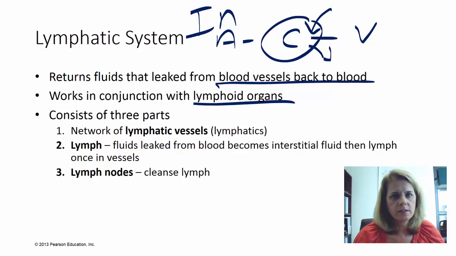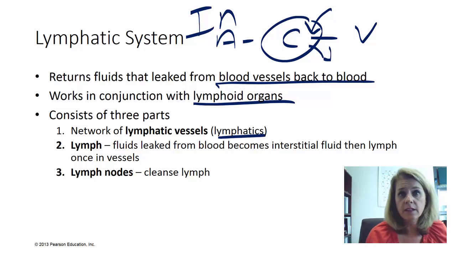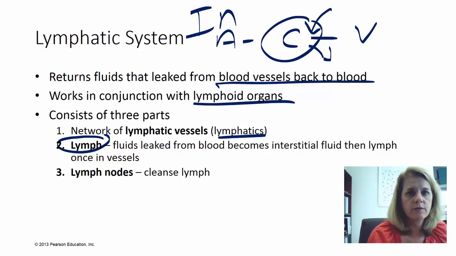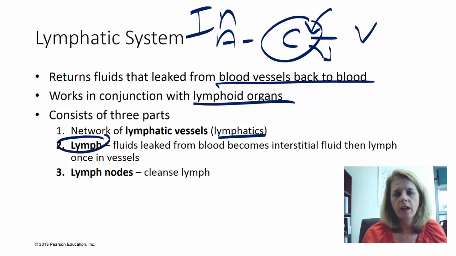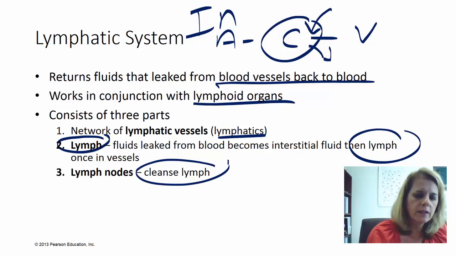The lymphatic system has three parts. It has the vessels called lymphatics. It has the lymph, which again is just the fluid that's left the blood, including some large proteins that are now in the interstitial fluid. Once that interstitial fluid enters back into the lymph vessels, we call it lymph. And then it has lymph nodes, and the lymph nodes will clean the lymph.